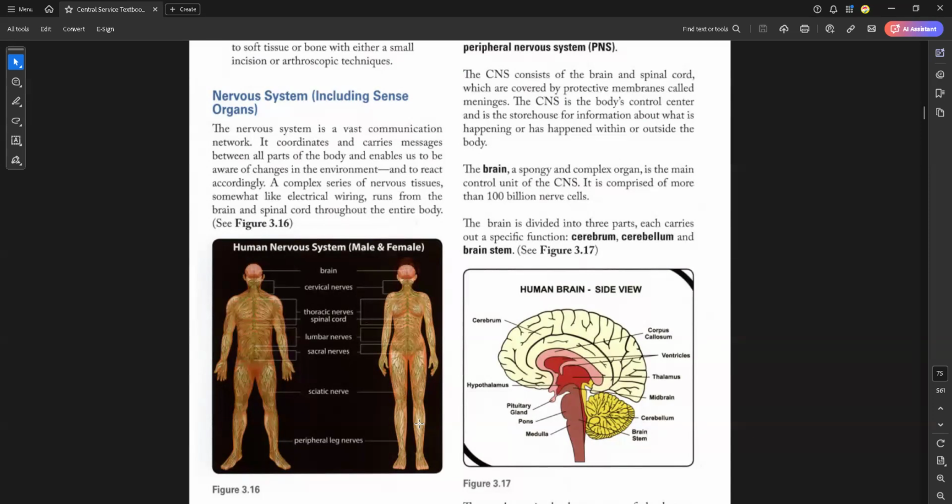No, but the nervous system is a fast communication network. It coordinates and carries messages between all parts. Look at that, they said all parts, and I'm going to explain this to you. Wherever you are right now at your home, your eyes are seeing things. Now, let me say, God forbid, you see a snake around you right now. It is the eye that has seen it.